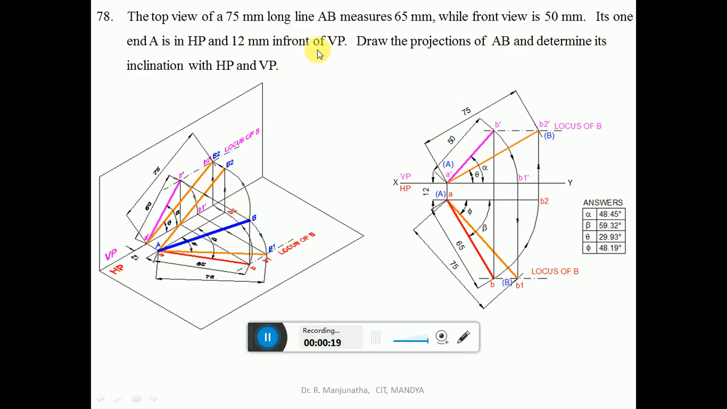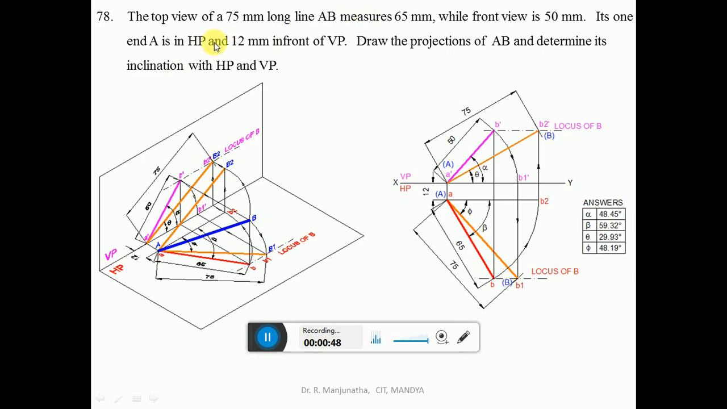So he says end A is in HP, and 12 mm in front of VP. When you look from the front view, A is in HP, so the image will fall on the vertical plane. So this will be A dash. And 12 mm in front of VP: when you look from the top view, A is 12 mm in front of VP, and that image will fall on HP. So you mark this point as small a.